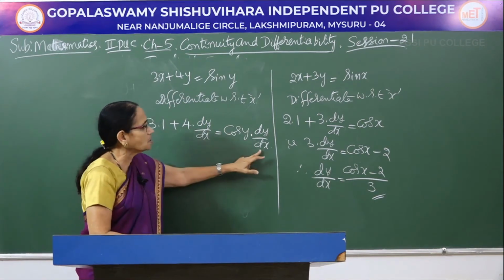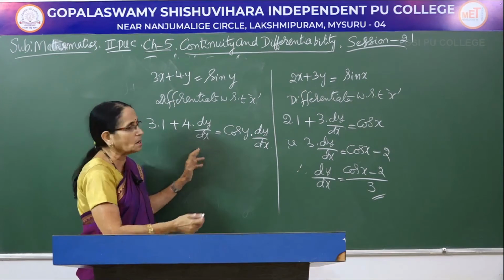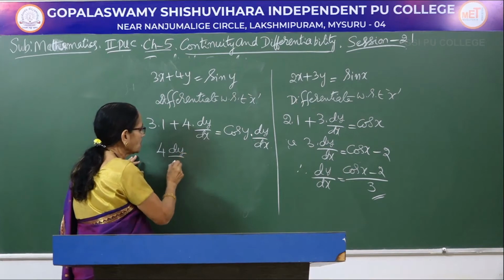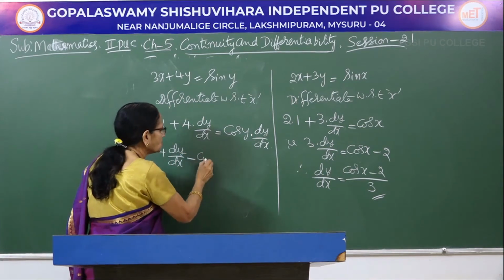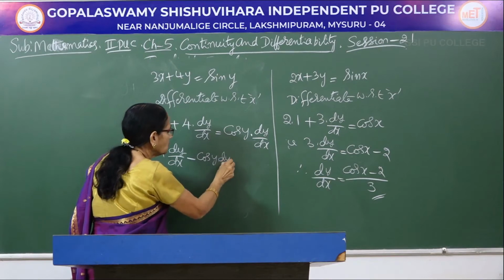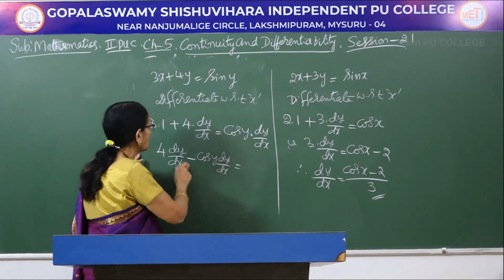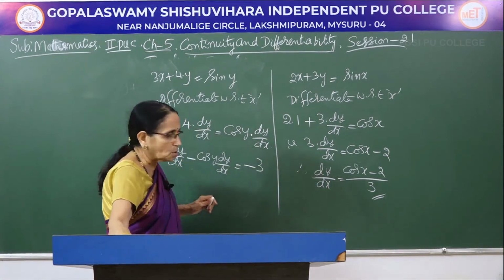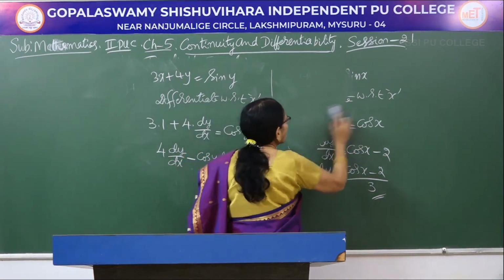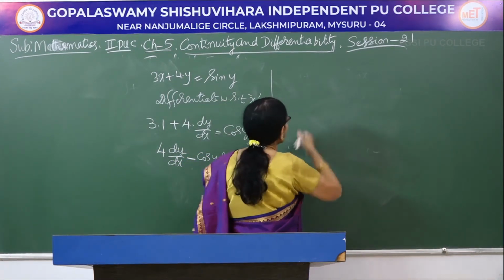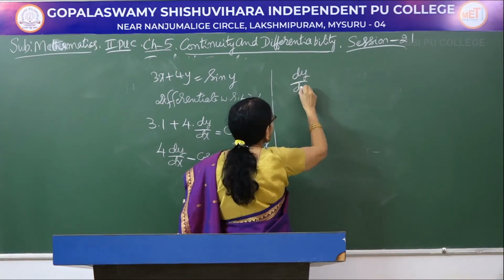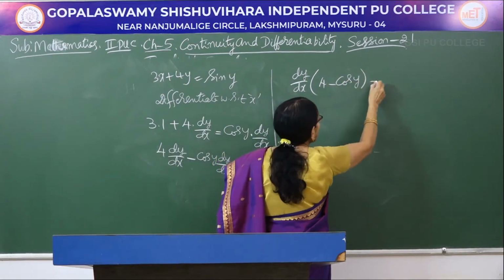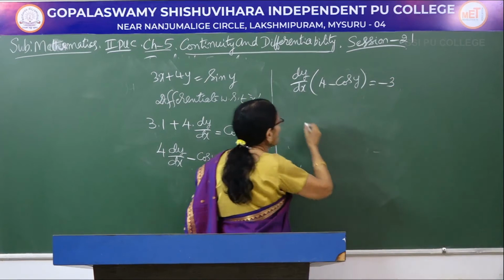Now, you observe that this is containing dy by dx, this is also containing. Let me take both of them to the same side. So, 4 into dy by dx. Now, shift it to the left hand side, cos y into dy by dx with a negative sign and 3 becomes minus 3 here. Therefore, when you take out the common factor dy by dx, dy by dx into what is remaining, 4 minus cos y, that would be equal to minus 3.